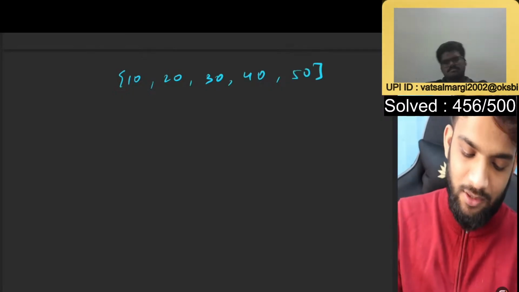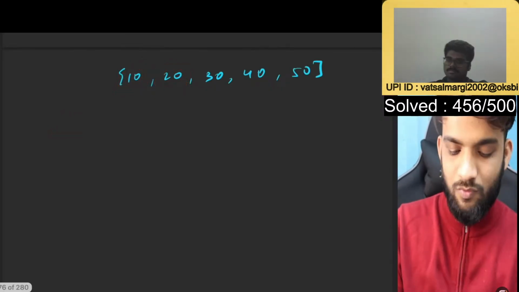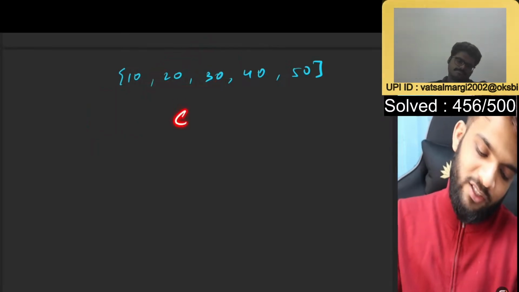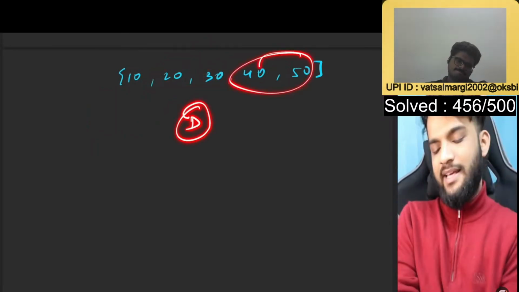And if you remember, the array was something like 10, 20, 30, 40, 50, correct? A was nothing but 10 into 20. The second matrix was 20 into 30. The third matrix was 30 into 40. This matrix was 40 into 50. Can I say this? I can.